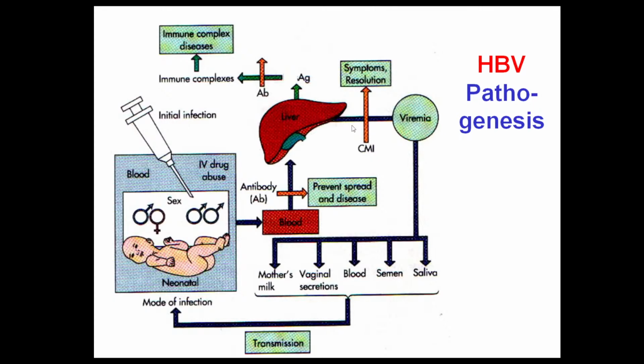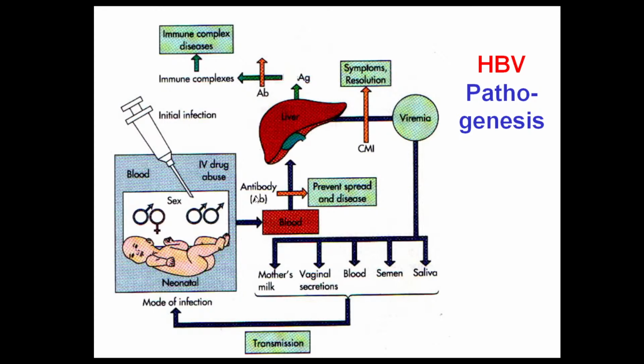Then the release of the DNA particles causes viremia, and because of this viremia, the virus can be found again in any secretion in the body that may cause infection, including neonatal infection. It is also very common in blood, in those who need blood transfusion or organ transplantation, or intravenous drug users, where the virus may be injected directly into the bloodstream.